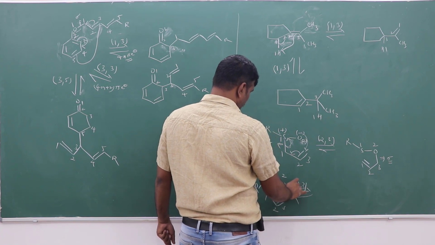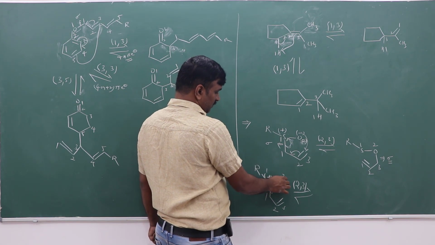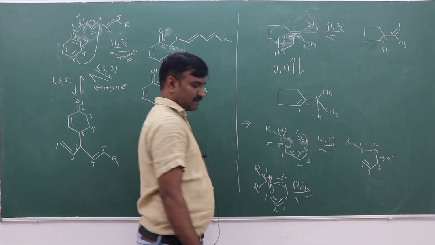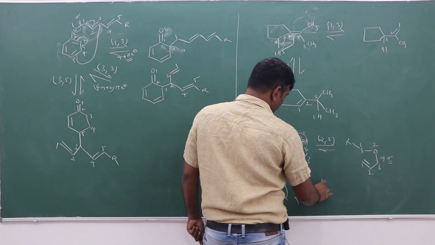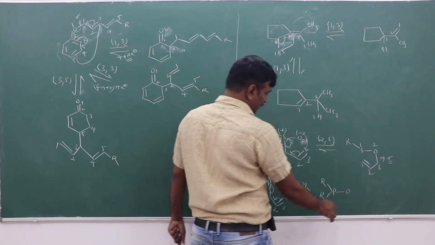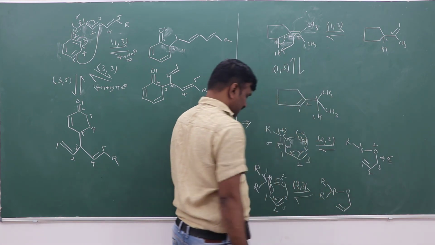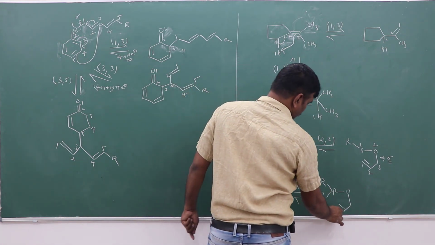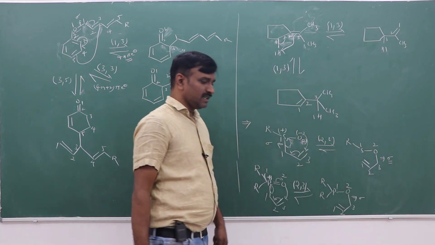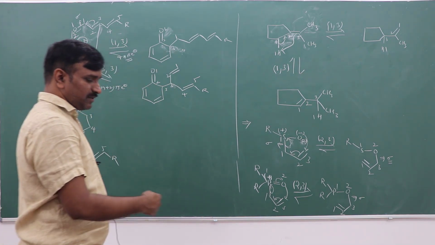If a 2,3 sigmatropic shift takes place, what will happen? Here it is going to be O minus, and these electrons are there like this. So what will happen? 1, 2, 3, 1, 2, 2,3 sigmatropic shift. This is an example of the 2,3 sigmatropic shift. So these kinds of examples are there.